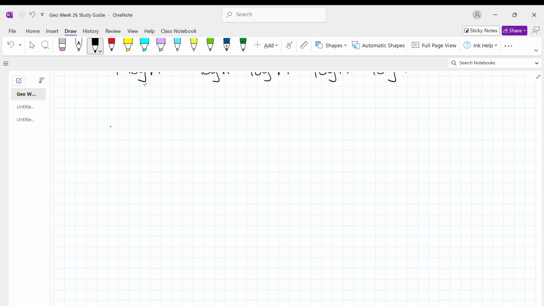All right, today we're going to talk about properties of logs. And the first property is called the product property.